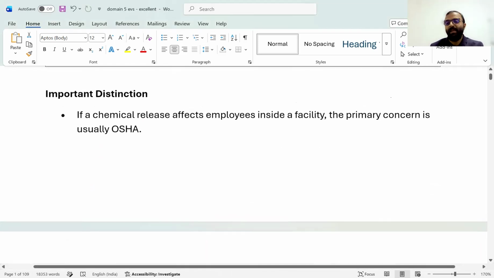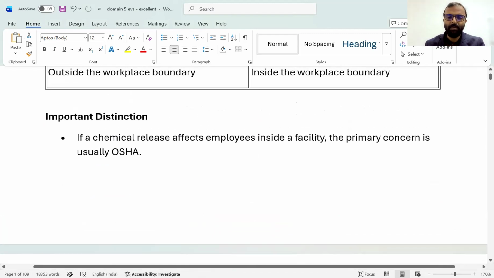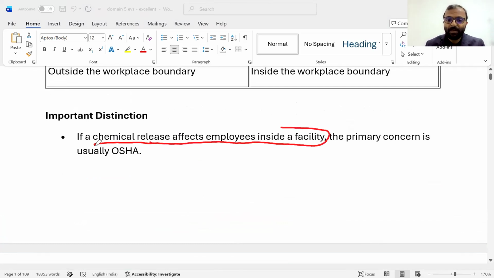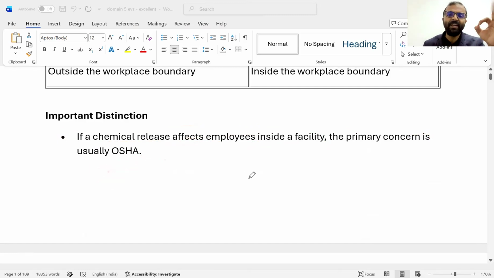But it will come in application. In application, if a chemical release affects the employee inside the factory, the primary concern is OSHA. Look, the chemical release, the chemical is releasing, that will come under EPA. Chemical, toxic waste, etc. releasing into the atmosphere will come under the mandate of EPA. But if the release affects employees inside the factory, the primary concern is usually OSHA. So inside the factory, if anything happens, OSHA is responsible. That is the important thing you need to understand.